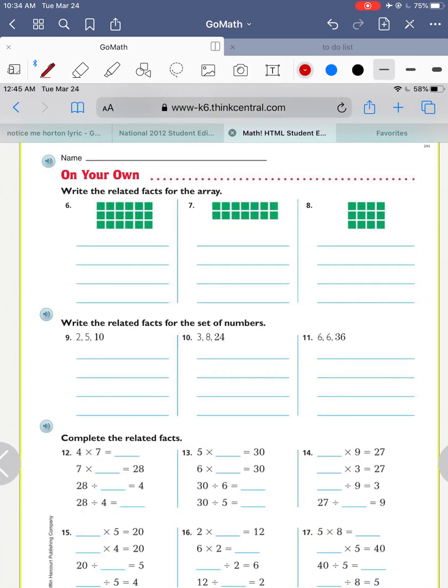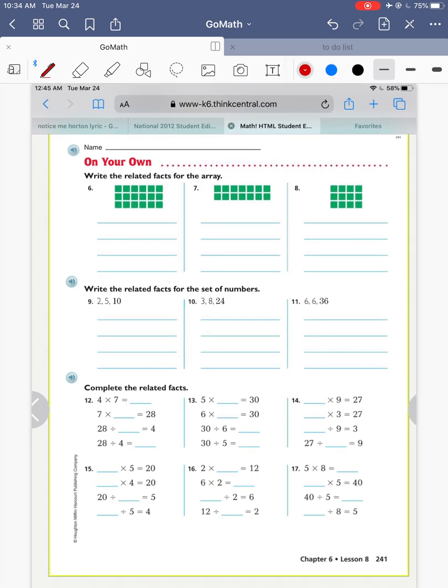Turn the page. Now this one says on your own, so what I want you to do is pause the video and do the whole page. And then you're going to press play again and check your answers. Okay, so pause the video, try them by yourself, and then check your answers with mine. All right, now that you're finished, let's check your answers.